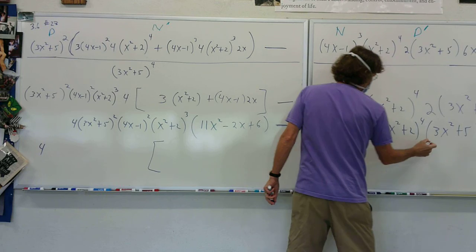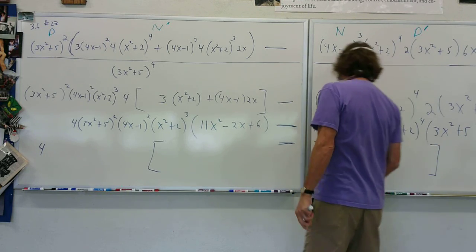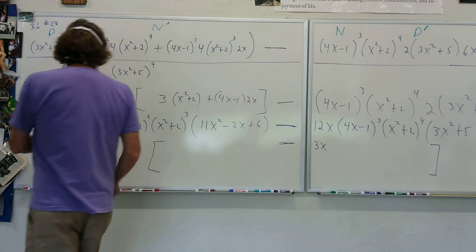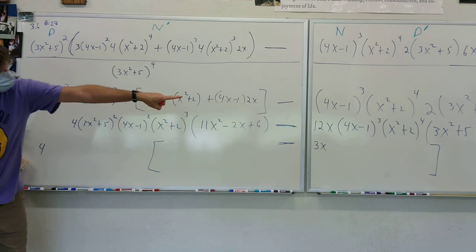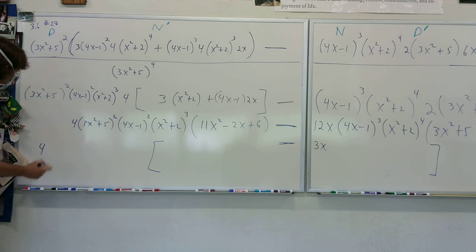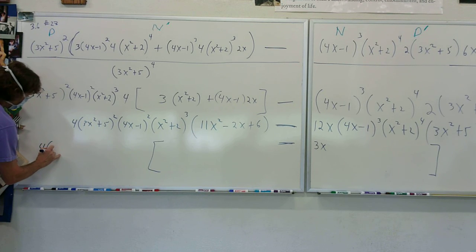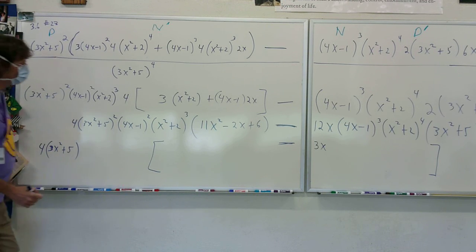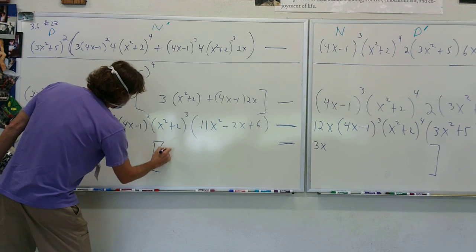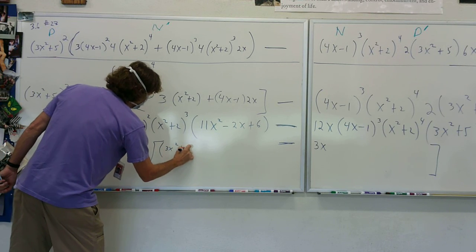Then, I'm going to factor out 3x squared plus 5 to the first power. Because that's the biggest power of it I got. I'm not biggest, what? Smallest. Smallest. I was just checking to see if y'all were paying attention. Which will leave a 3x squared plus 5 here.